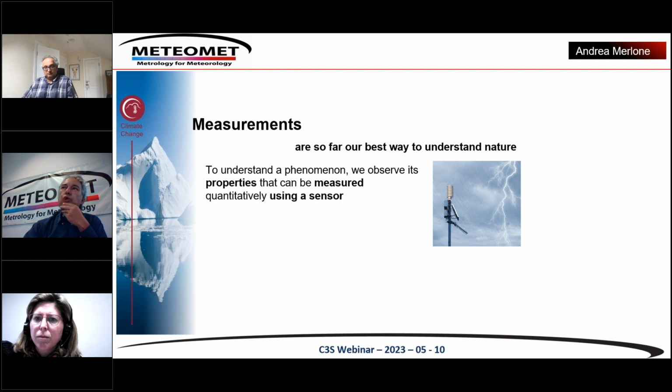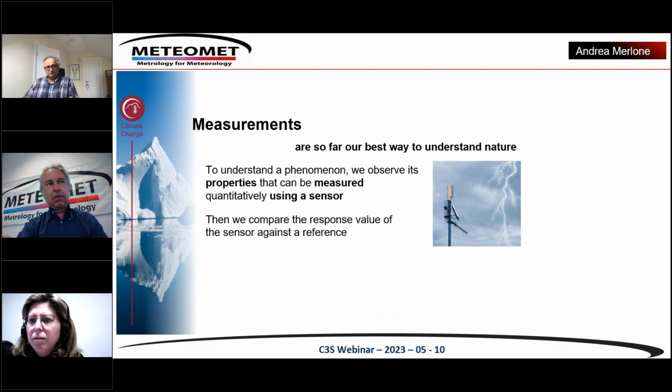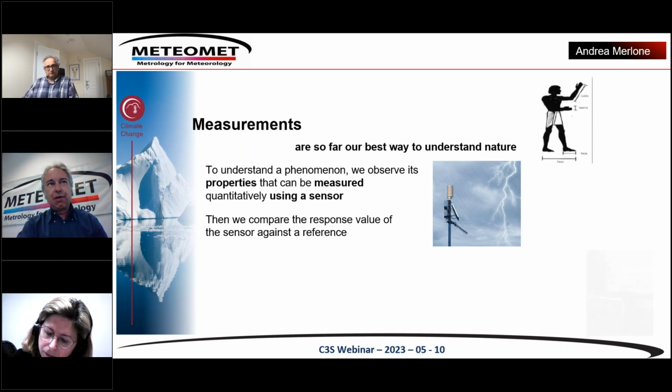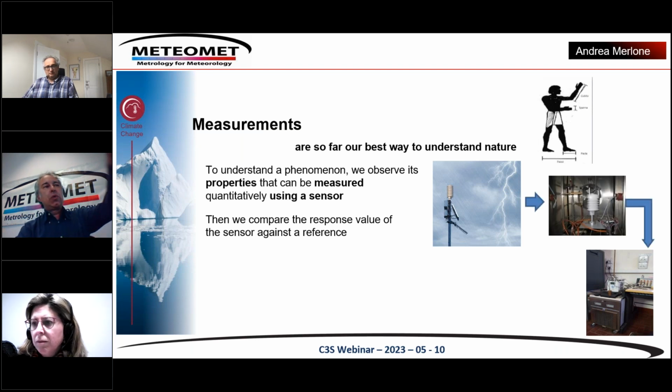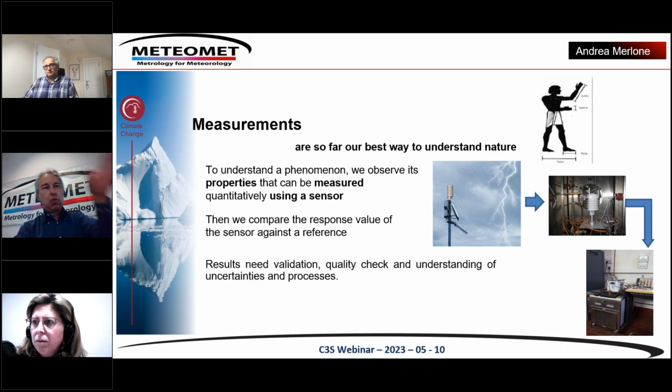And what we do when we observe something, instead of just saying that it was a God-given phenomenon, that lightning was God's punishment, now we change our minds a little, fortunately. We observe properties using a sensor, but the sensor can be a really wide concept. We not only need a sensor, but we have to compare the response of any kind of sensor to a given reference, to something whose value we know. In the past it could have been that, and in the present it is what we call a calibration, linking the response of an instrument to a standard.